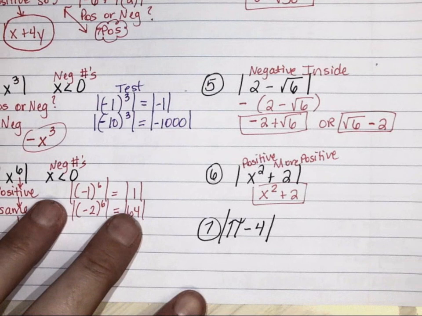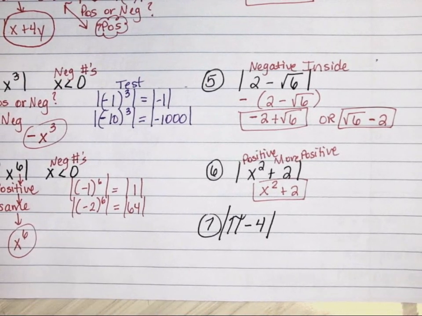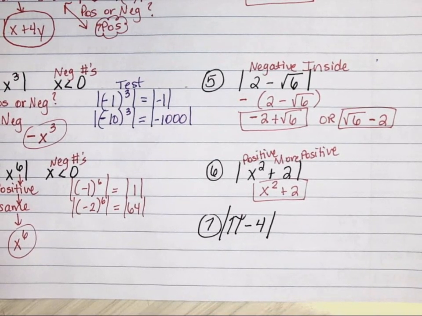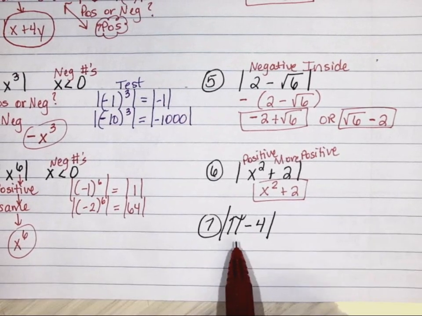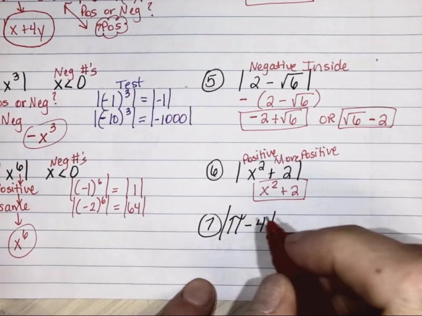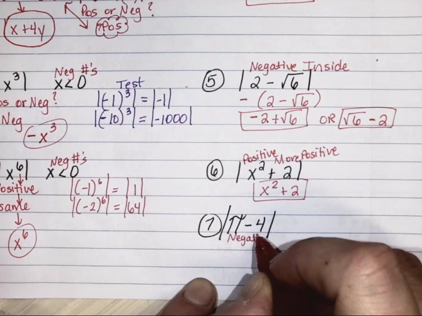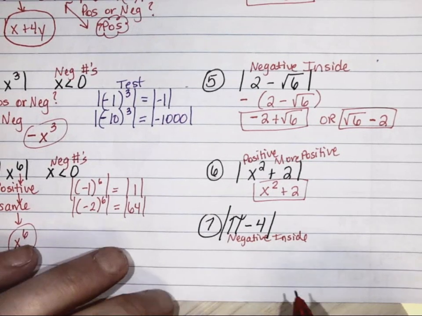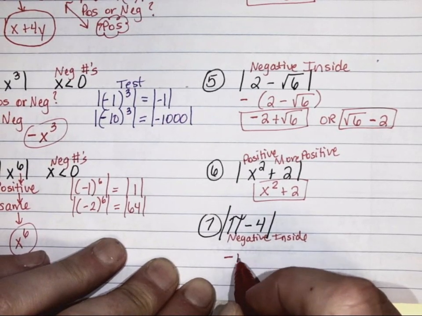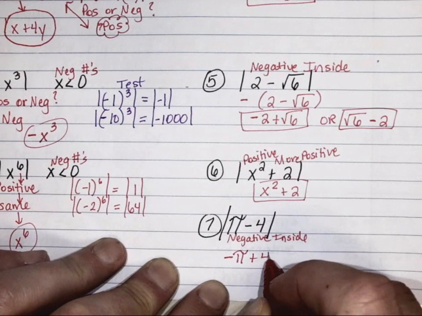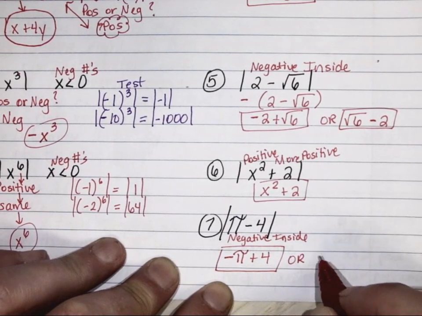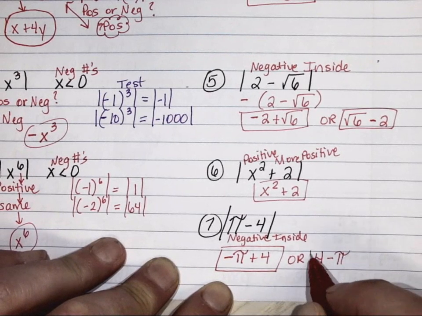Number 7, you've got pi minus 4. Recall that pi is 3.14. So if I say 3.14 minus 4, then I'm going to get a negative value. So 3.14 minus 4, this gives me a negative inside. And I don't want you to actually give me the value of that, okay? I just want you to rewrite it. So remember, we're going to change the sign of everything. So pi becomes negative pi, 4 becomes plus 4. And once again, you can also write that as 4 minus pi.